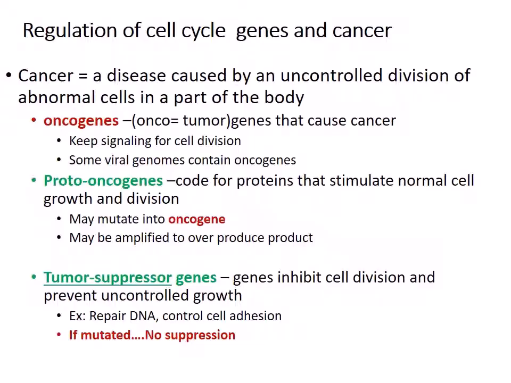Proto-oncogenes then code for proteins that stimulate normal cell division and normal growth. However, a proto-oncogene could mutate into an oncogene, or a proto-oncogene could be amplified to overproduce a protein product, which could lead the cell cycle to come out of control. However, we've also got tumor suppressor genes, which are genes that inhibit cell division and prevent uncontrolled growth. So these help to repair DNA, they help to control cell adhesion, and they help to regulate the cell cycle. However, if these genes are mutated, then there's no tumor suppression, so that could lead to tumors.